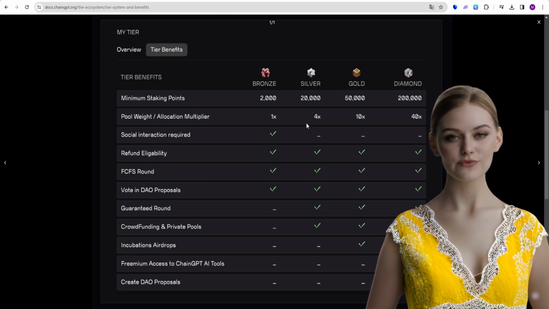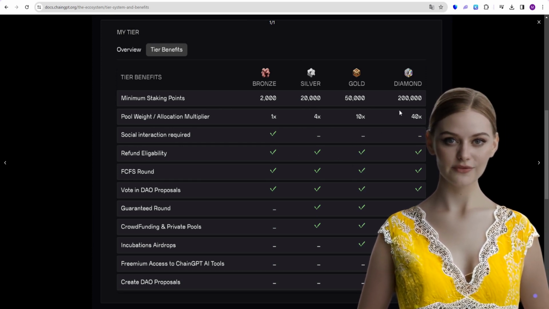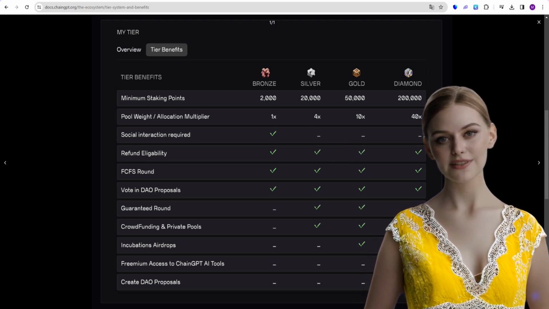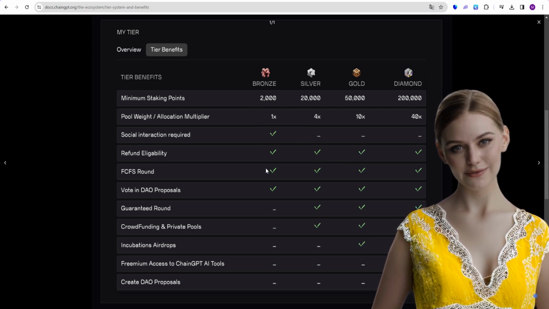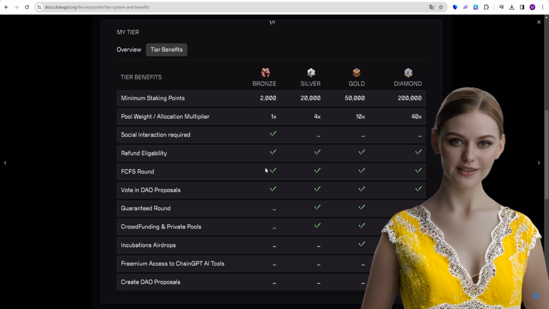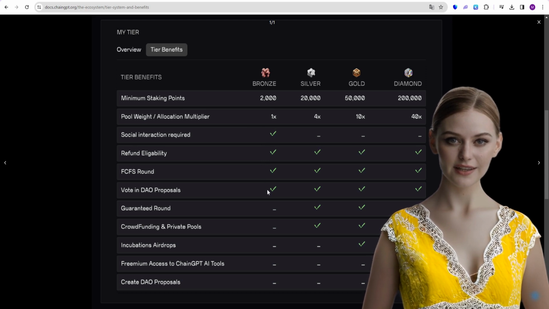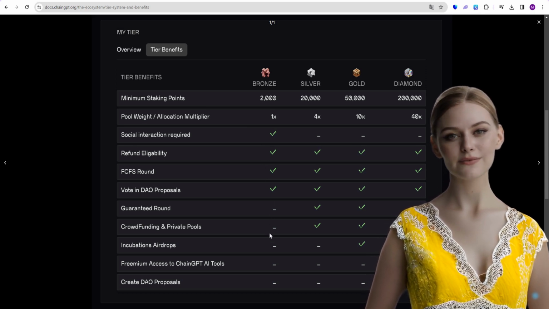You can also opt for gold and diamond levels. If you don't want to invest $2,700, you can choose the bronze level, which will require approximately $270. If you wish to participate in IDOs, you can verify your identity and stake through the website.